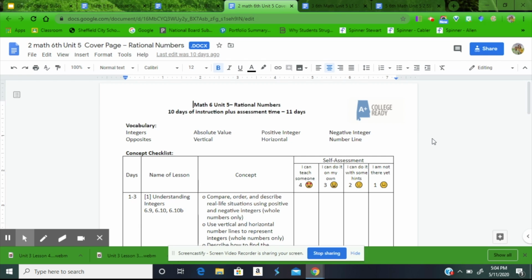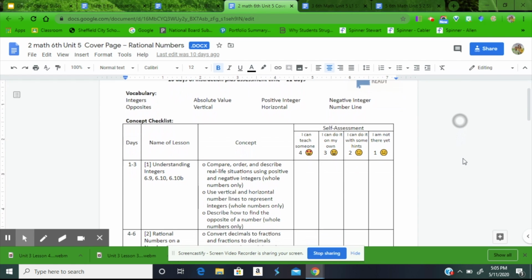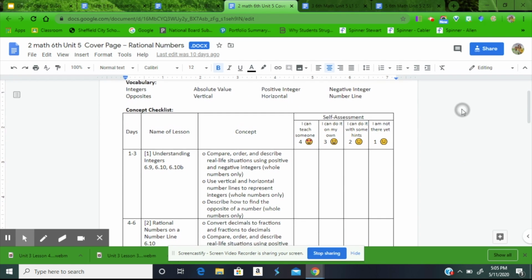Next, we come to our cover page or our simplified scale. Here you'll see at the top that this is Math 6, Unit 5, and its title is Rational Numbers. 10 days of instruction plus assessment time will give you 11 days for this unit. Below that, you find the vocabulary that they will be introduced to throughout the unit. And then moving on to your concept checklist.